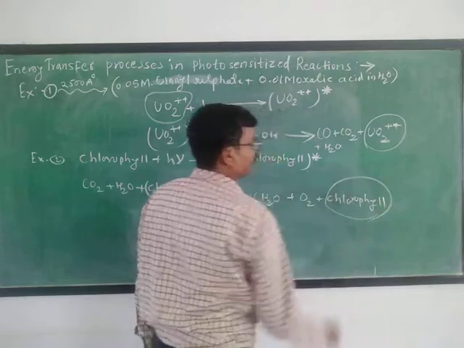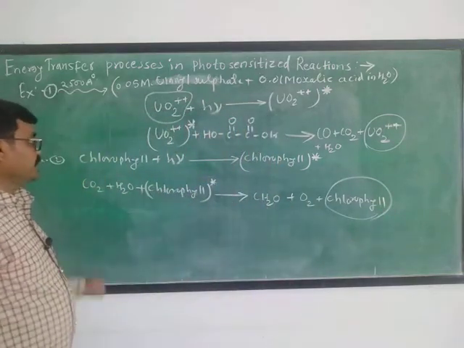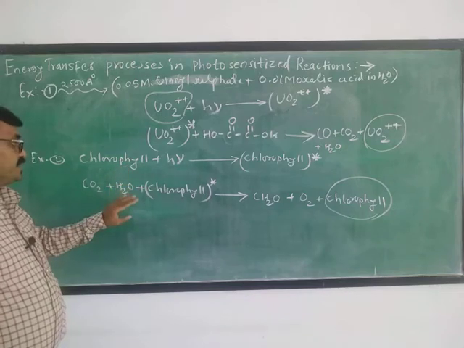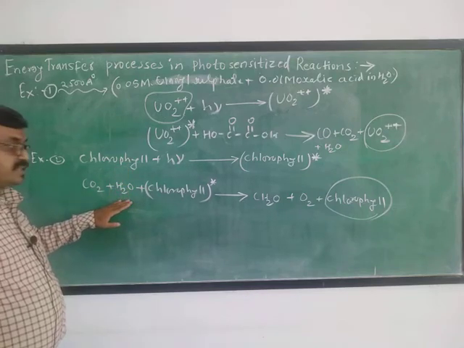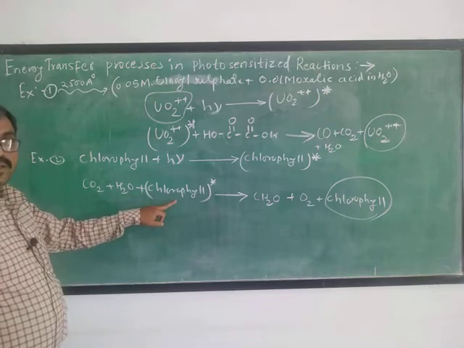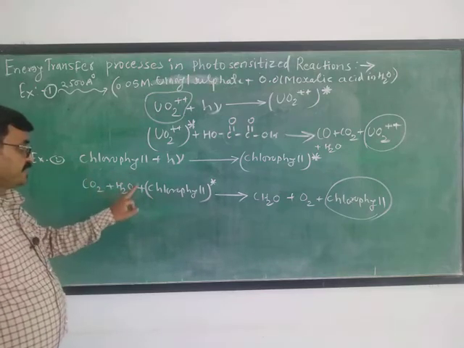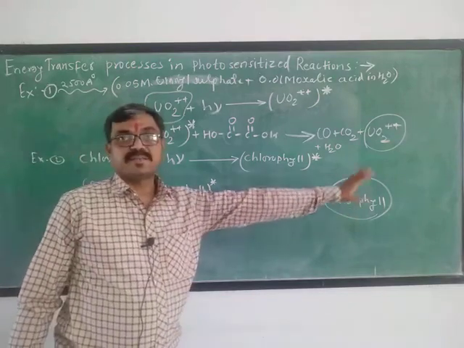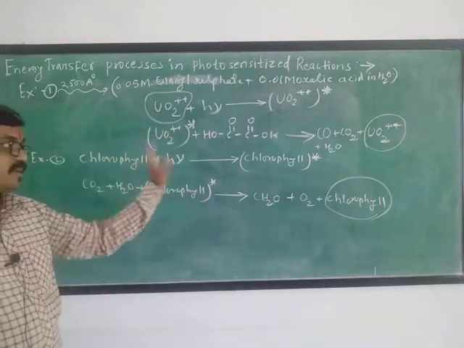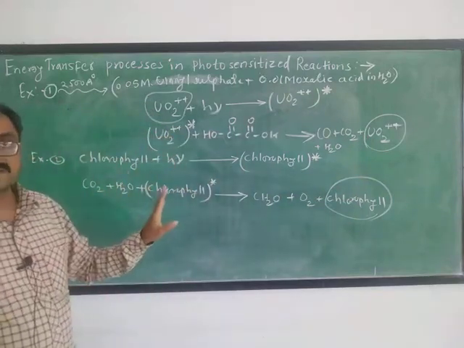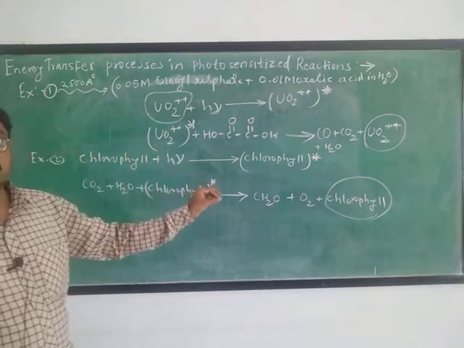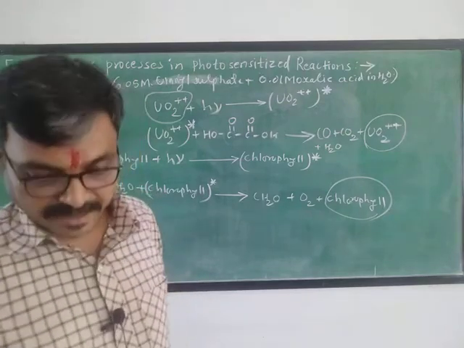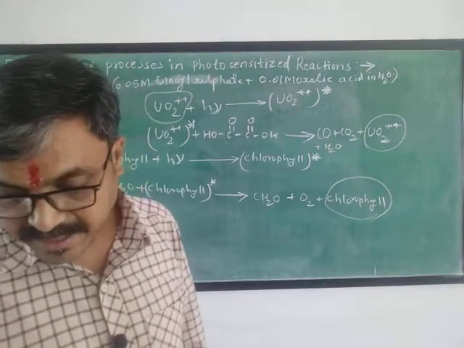Here again chlorophyll is a photosensitizer. It absorbs the light radiation and the reacting species get activated by this chlorophyll. After activation of these reacting species, they form a product and the photosensitizer remains as it is. It only absorbs light and gives it to the reacting species. It is called a photosensitized reaction. Here chlorophyll is the photosensitizer. In this way, a number of reactions are there.